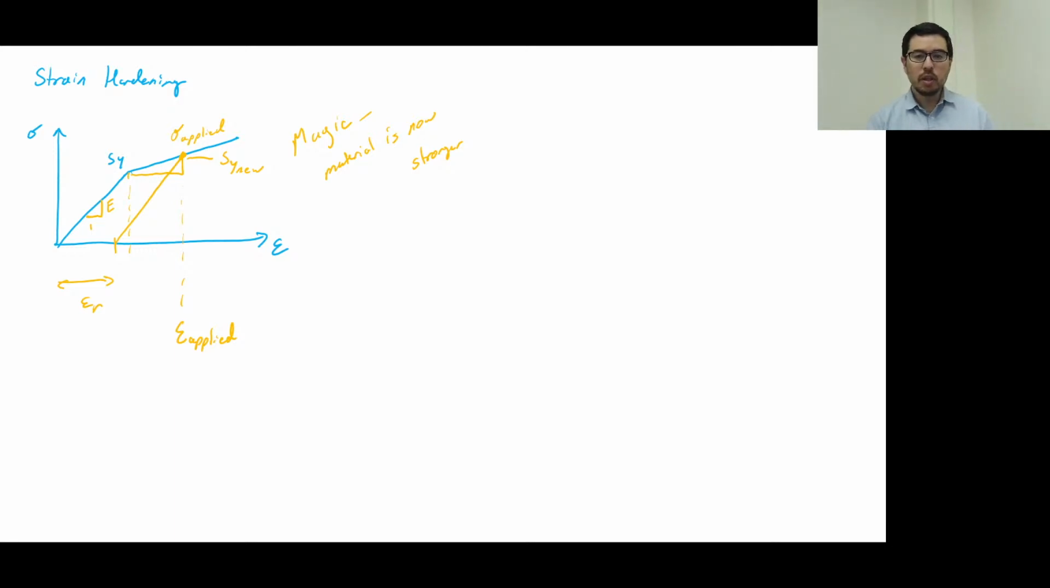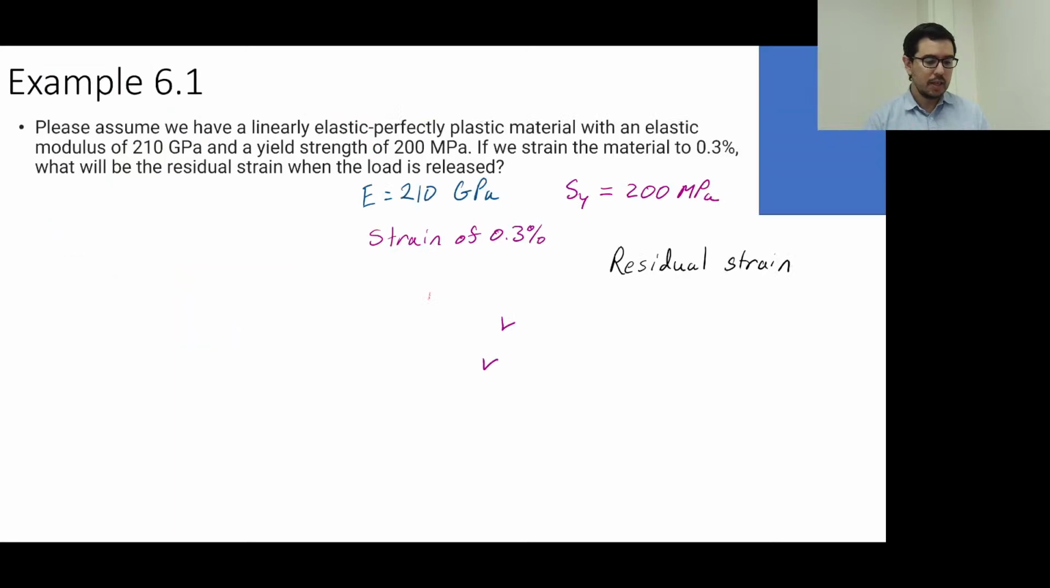Okay, so, oh boy, I'm going too slow again. All right, so in this example, we have a linear elastic, perfectly plastic material with an elastic modulus of 210 gigapascals. If I say 210 gigapascals, what do you say the material is? Steel. Most likely steel. All right, it could be something else, but that's steel, likely. Okay.